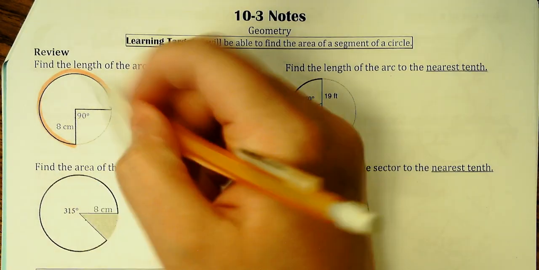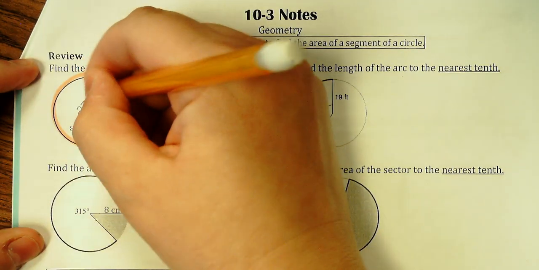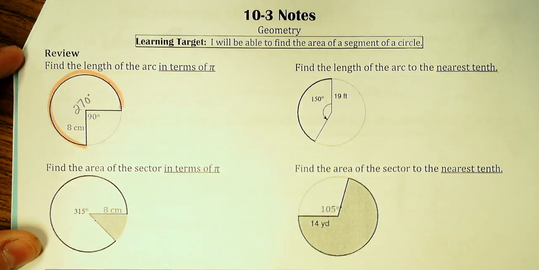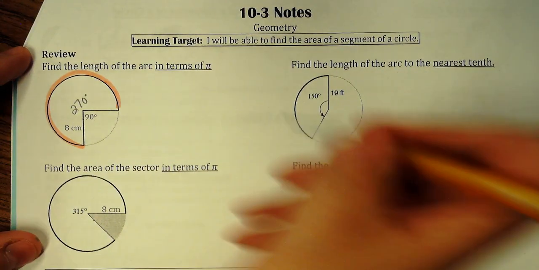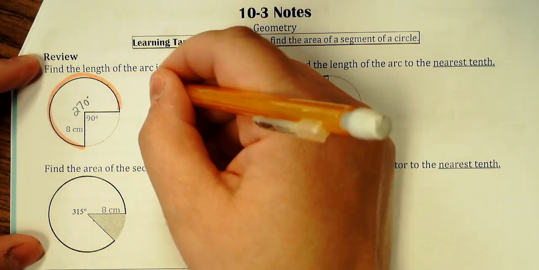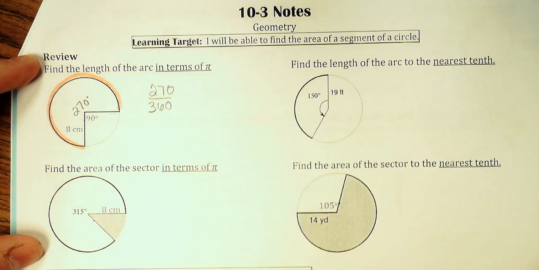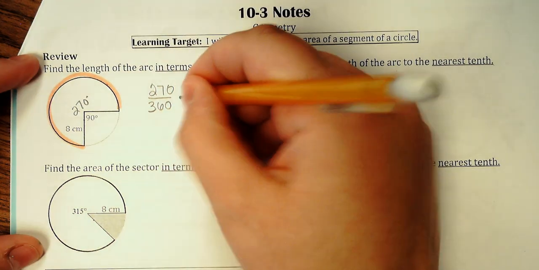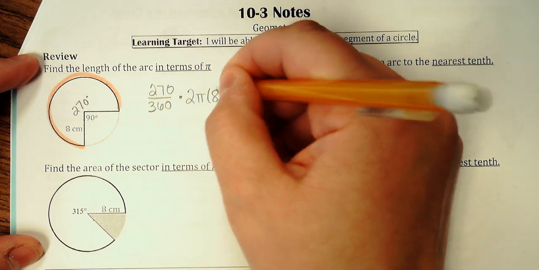So the measure of my arc here is actually going to be 270. They're giving us the 90 so we can figure out the measure of our arc. I just did 360 minus 90 to get that. Now, length of your arc, you've got the measure of the arc over 360. That's the percentage of the circumference that you want. And we're going to multiply that by 2 pi times the radius.